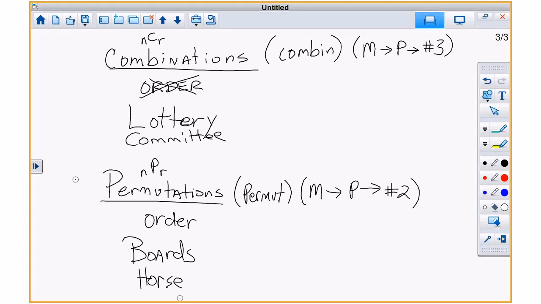Okay? Now, first of all, somebody in here is probably saying to themselves, well, committee and board is the same thing. No, it's not. It's not the same thing. What's the difference in a committee and a board?